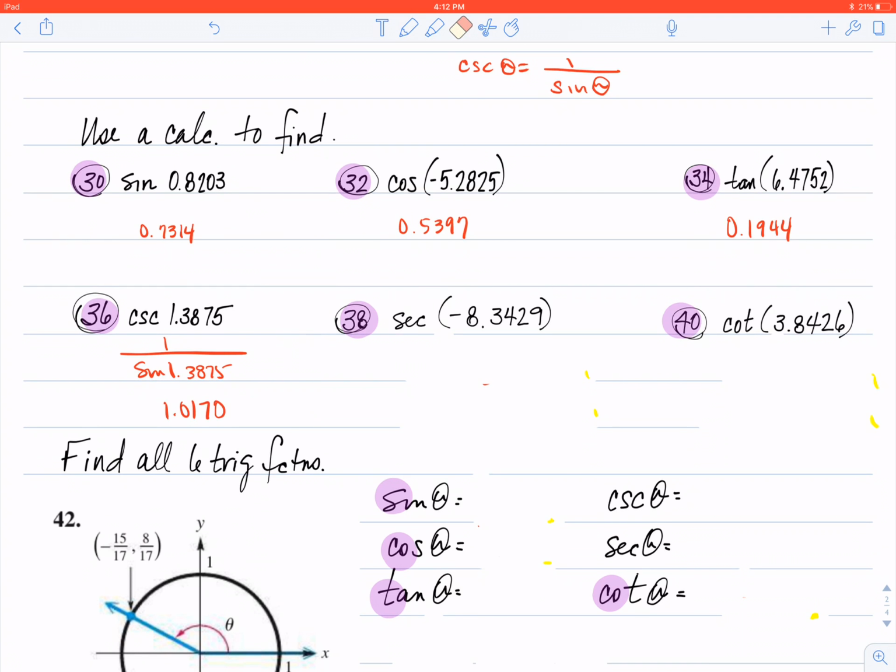Same thing with number 38. Change your secant, first of all, into a cosine by definition. So it's 1 divided by cosine of that -8 number. Type that into your calculator, and you should get negative 2.1291. For number 40, rewrite cotangent as tangent by definition. So you have 1 divided by tangent of that 3 number. Type that into your calculator properly, and you're going to get 1.1848.